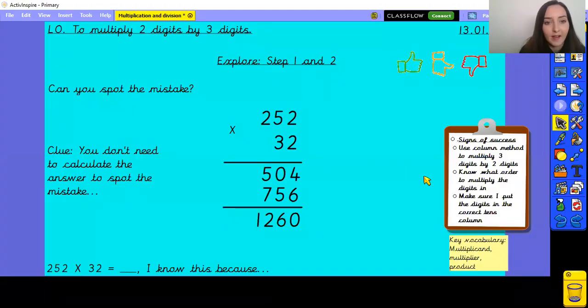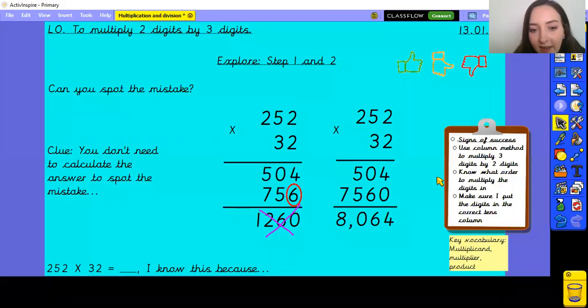Okay, so here I have an example of a multiplication. So I've got 252 times 32. However, I have made a mistake and I would like you to try and spot that mistake. And I'll give you a clue. You don't need to calculate the answer to spot the mistake. You just need to look at the representation of what I've done. So pause the video and see if you can find the mistake within my workings.